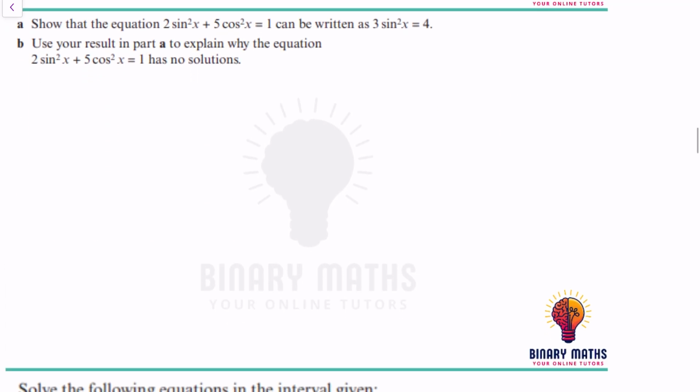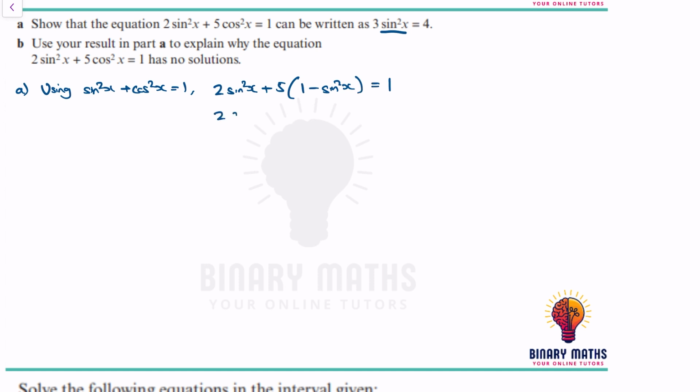Show that the equation 2 sine squared x plus 5 cos squared x is equal to 1 can be written as 3 sine squared. So we want everything with sine remaining. So I need to change cos. So always keep an eye on what you're aiming for. So using sine squared x plus cos squared x is equal to 1, I need to eliminate the cos squared. So the 2 sine squared x remains the same. The cos squared changes to 1 minus sine squared x is equal to 1.